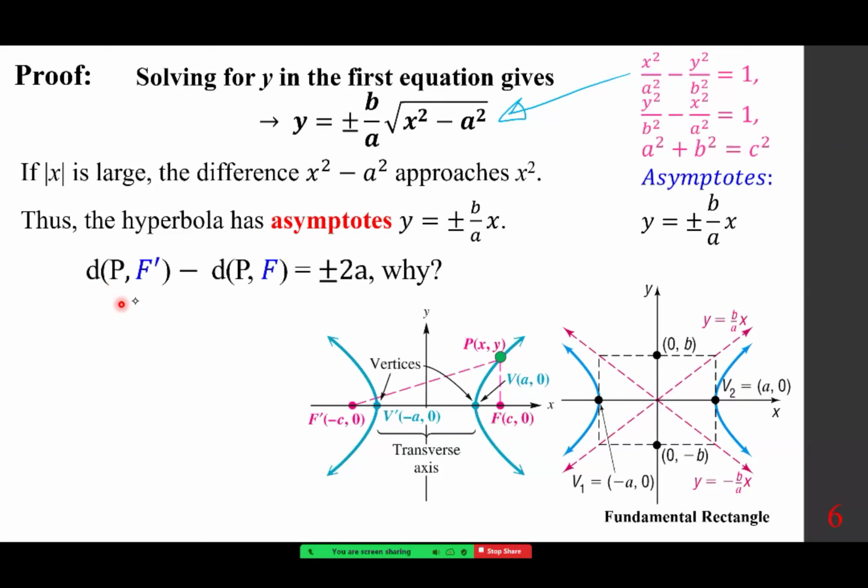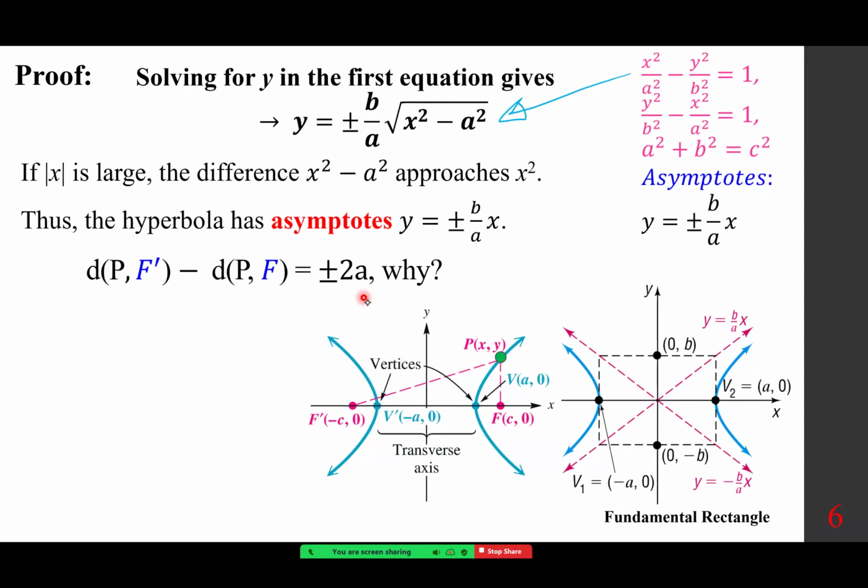Also, the difference between PF prime and PF is either 2a or minus 2a. This is the point I'm going to look at. The reason it's plus or minus 2a is that, depending upon which one you take as the focus, you may look at PF minus PF prime or PF prime minus PF. In essence, the absolute value of that, so it could be positive or negative. The way this one is taken, since this is larger, this one will be positive 2a.